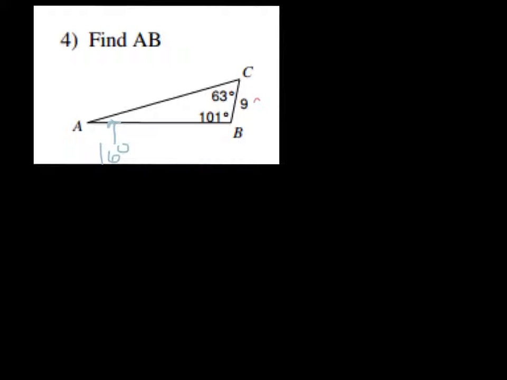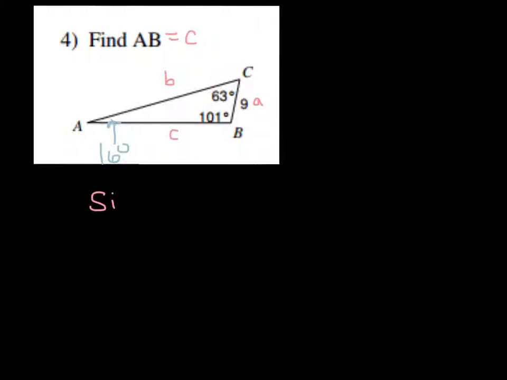So I'm going to label this side a, I'm going to label this side b, and I'm going to label this side c. So I know that AB is equivalent to c. Okay? That's what I'm trying to find. I'm trying to find this side right down here. And so let's look at what we know. Well, we know that we've got a 9 right here for a. So I know I'm going to need the sine of A. So let's start out with that.